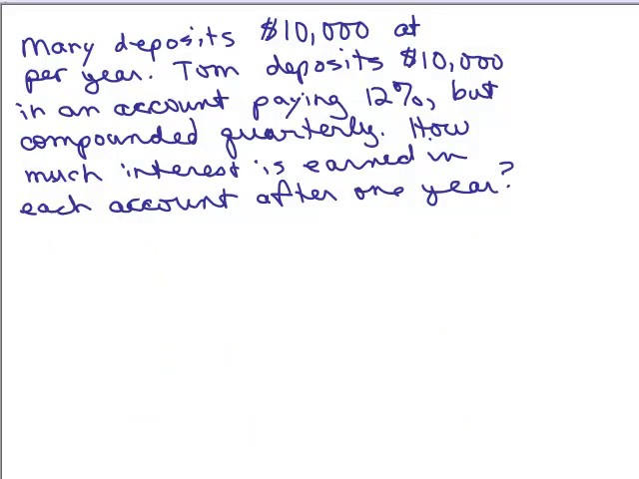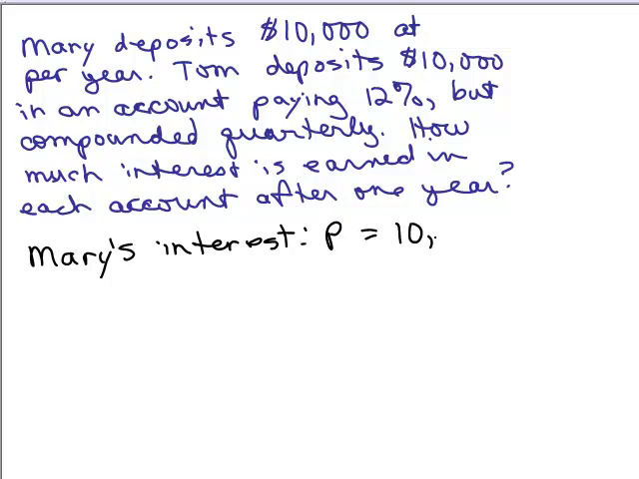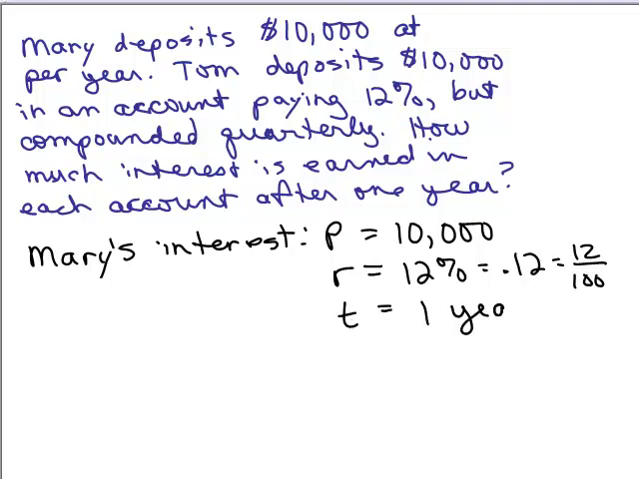So here's the problem. The first one should be easy, Mary. Okay, so part 1 here, Mary. Well, that'll be easy because the principal is $10,000. The rate is 12%. Remember, we're going to write that as either 0.12 or you could write it as a fraction, 12 hundredths. And then the time is simply 1 year.